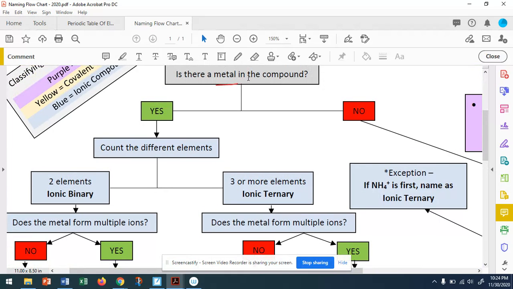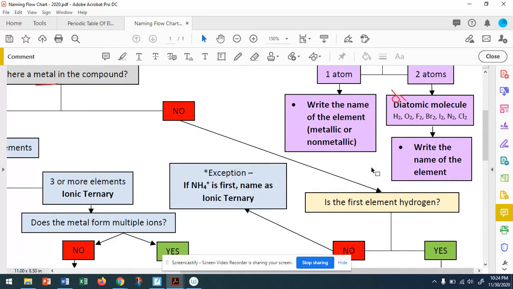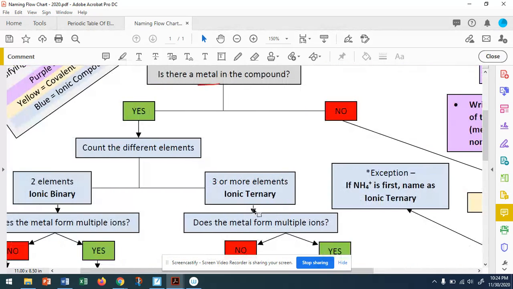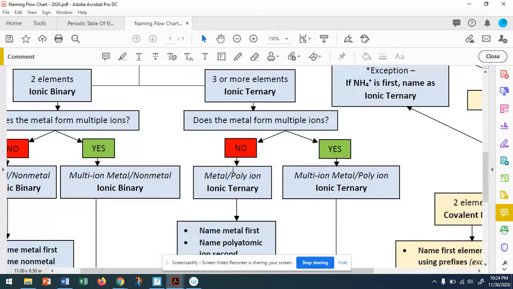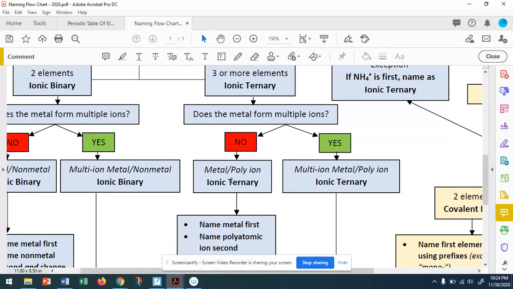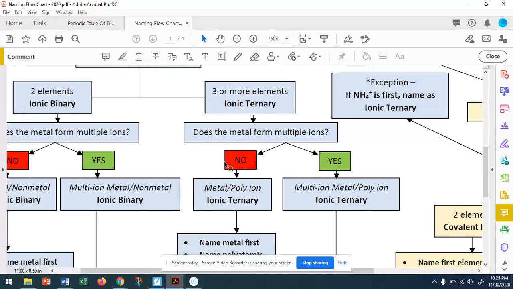So if you say no, there's no metal, and you come over here and the first element isn't hydrogen, but you see nitrogen in the first position, you probably have ammonium. And we'll be talking about this category of rules. We still need to pay attention to whether the metal has multiple ions or not, and we're going to see the same adjustment in there. But we have a different set of criteria we need to deal with this different type of particle.